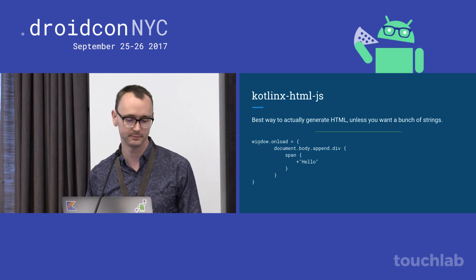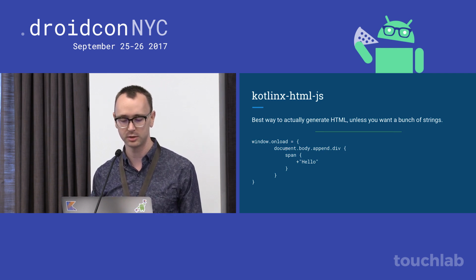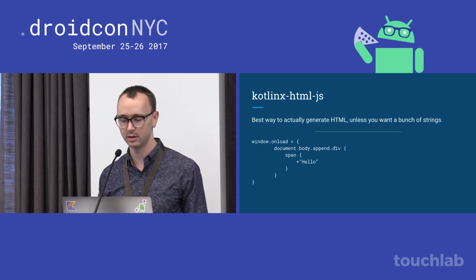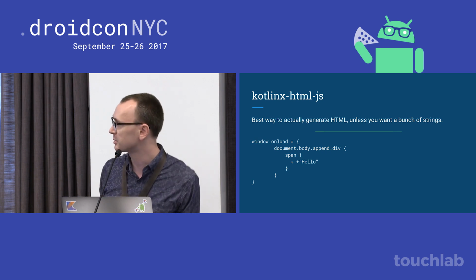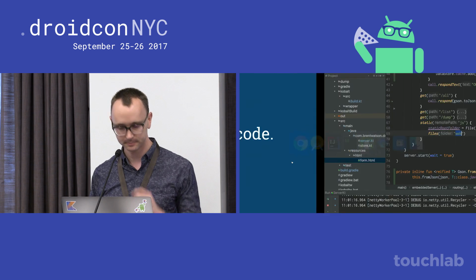Here's their default example: window unload, and then you can get the document and body, which is part of the standard library, and then you can call append div, and this is part of Kotlin XHTML. And then anything under here is just generating some HTML code. All right, so let's see this guy in action.